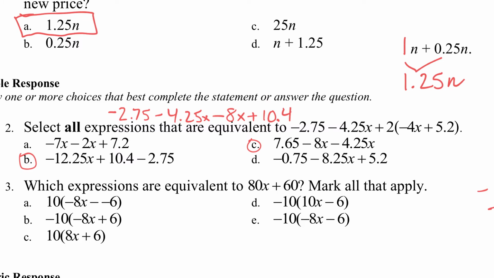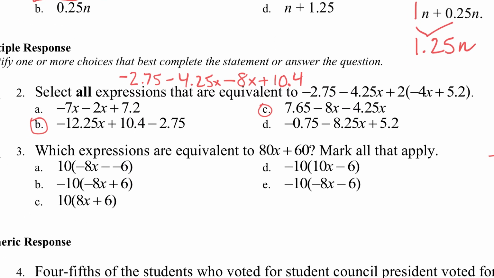All right, enough of that one. Let's go on with this. Which expressions are equivalent to 80x plus 60? Well, let's see. We have to distribute in each of these cases. 10 times negative 8, that's negative 80. And negative 80 is not that. So that's not part of the answer at all.